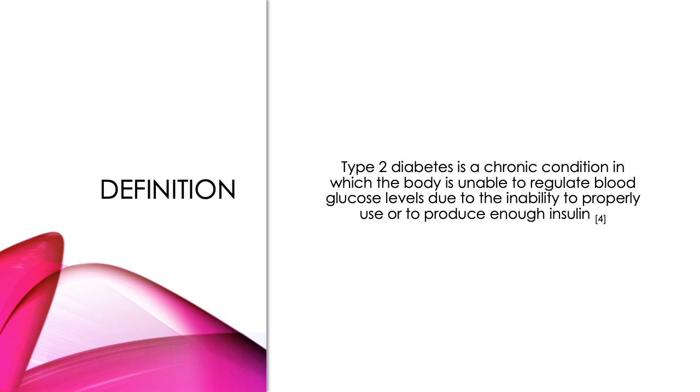So type 2 diabetes is a chronic condition in which the body is unable to regulate blood glucose levels due to the inability to properly use or to properly produce enough insulin, which is a hormone that helps move glucose from the blood into the cells.